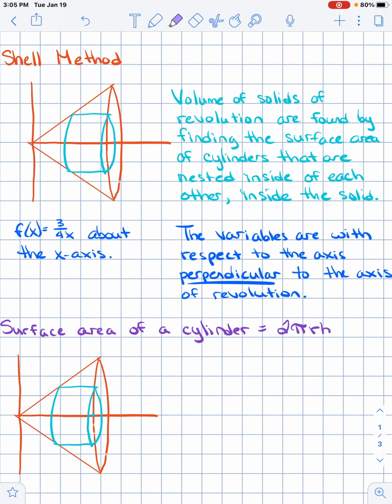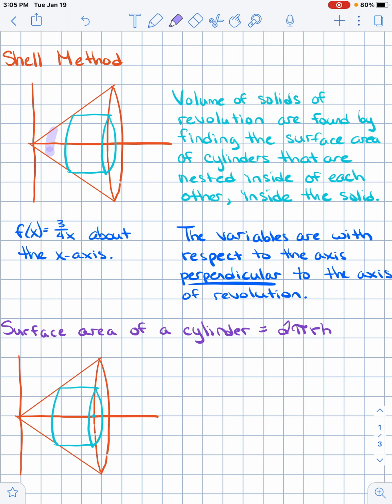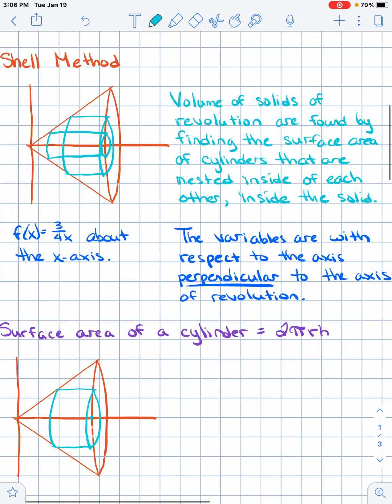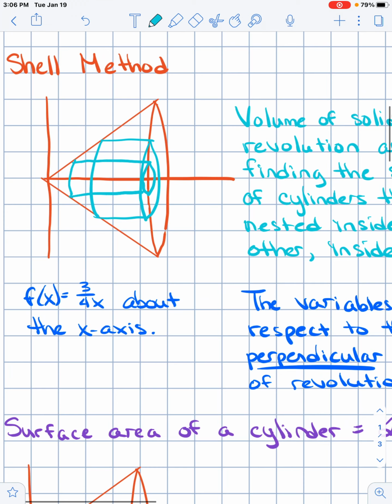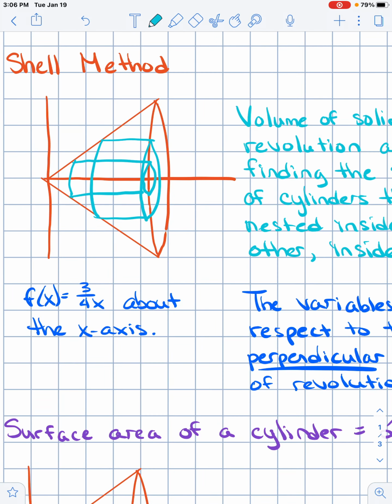So I've created one cylinder here. If I were to draw another cylinder stacked inside of this one, you can see now that that second cylinder I drew is nested inside of the other one. And if I had better drawing skills, there would be an infinite number of cylinders that are stacked in between those two that I just drew. And if I draw another cylinder that's stacked outside of those.